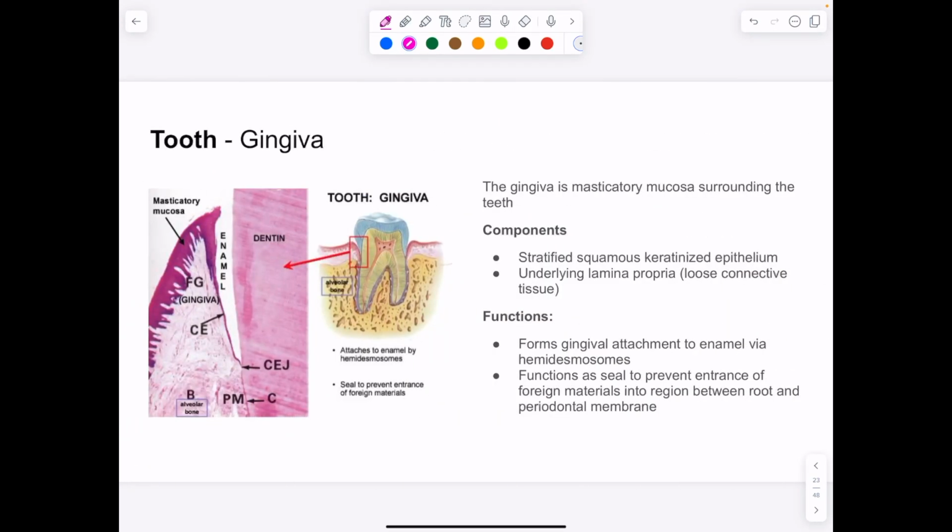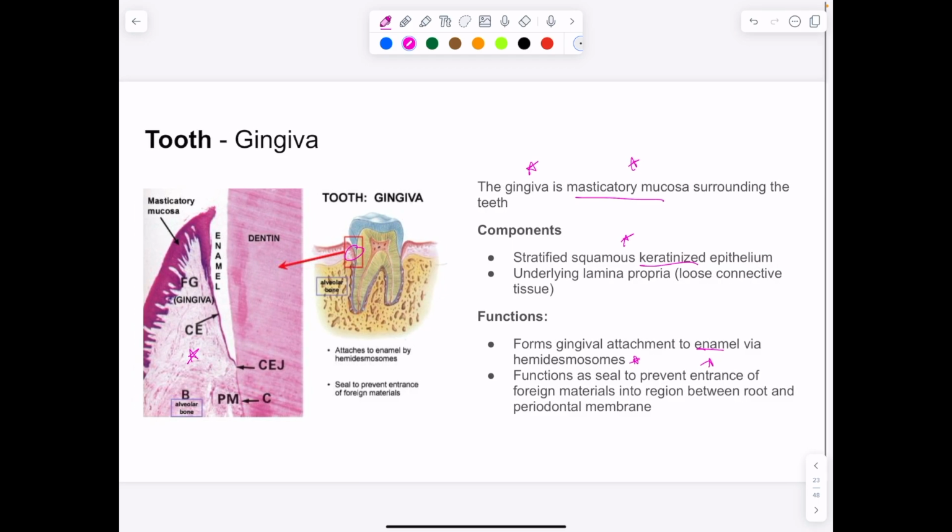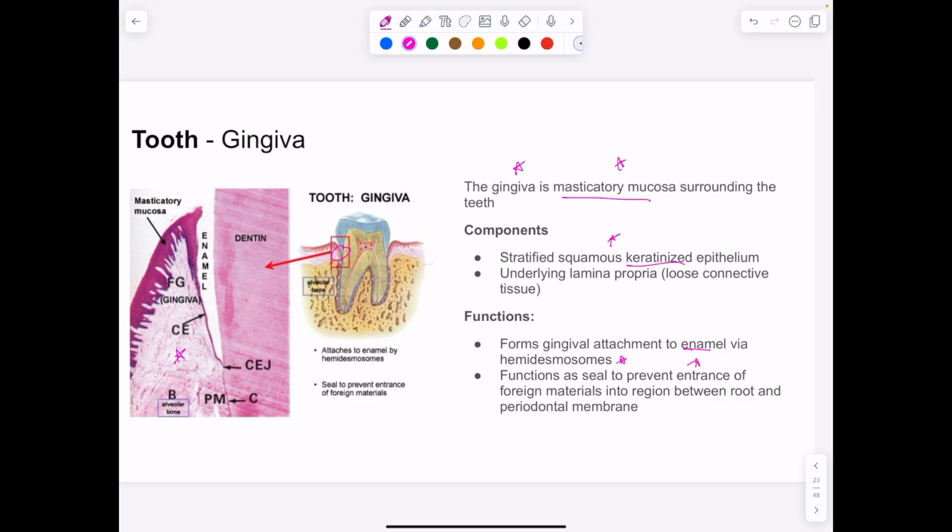Okay, then we have gingiva, aka the gums, and it's masticatory mucosa. We said it's on the roof of your mouth, and then the gums, you have this masticatory mucosa. And so this is stratified squamous keratinized epithelium. Makes sense because it's going to be a friction surface, so it should be keratinized, and then it has a lamina propria, loose connective tissue, underneath, which you can see here. Its function is to form a junction between the enamel of the tooth and this epithelium via hemidesmosomes, and then prevent foreign materials from getting into the root, unless apparently you are a piece of popcorn. Okay, so not too bad.